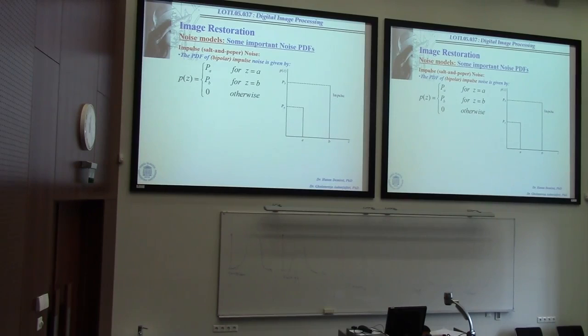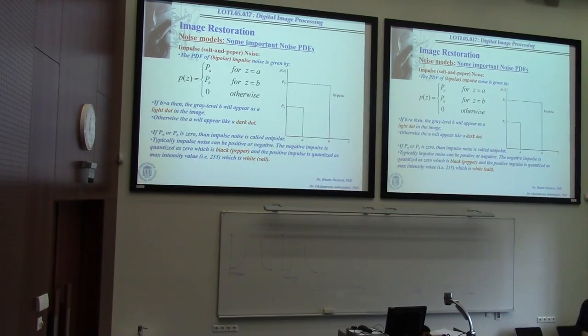Also the last one is impulse noise, that we call salt and pepper, because in this noise we have a positive value or negative value. We call the negative value a black color that is similar to the pepper, and positive value as a white is equal to salt. And we have a PDF like this.